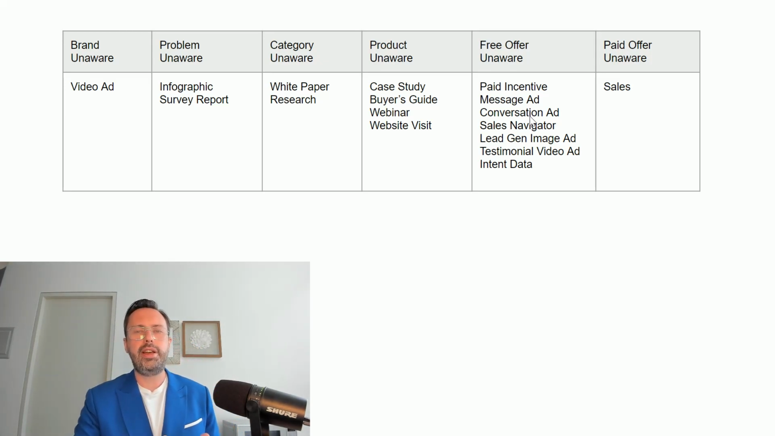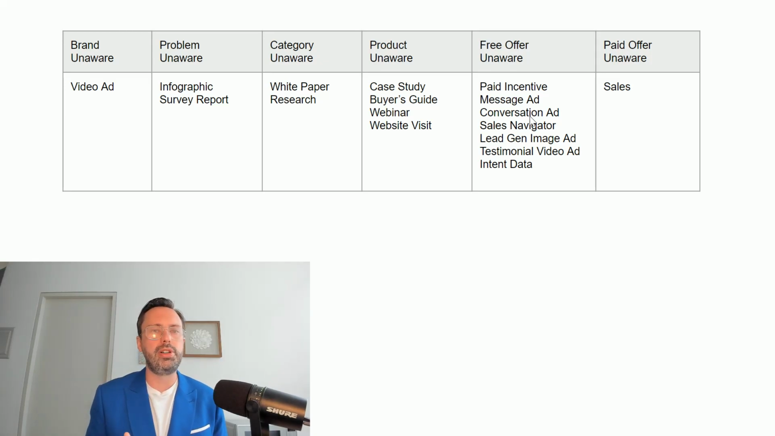And conversation ads are basically like message ads. They're just a little more sophisticated where you're providing multiple calls to action instead of just a single one that could be, get your free consultation. So you can give people the option of checking out your website, etc.